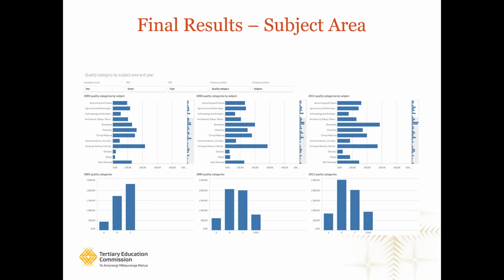Jumping down to the bottom, much like we saw on the panel one, on the y-axis you have the number of funded quality categories, and on the x-axis you have the quality category type. I just want to note there's a little bar to the right of each of the top graphs, and that just allows you to scroll down the list of subject areas.